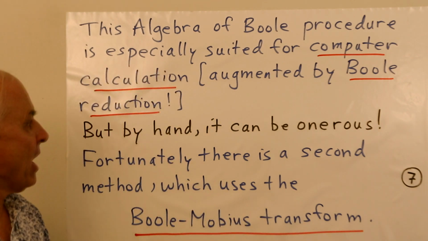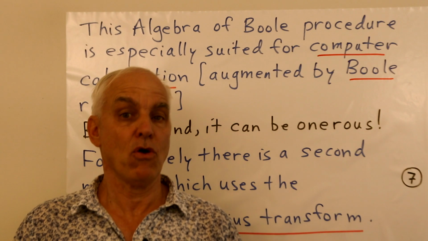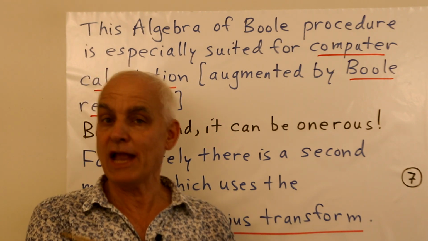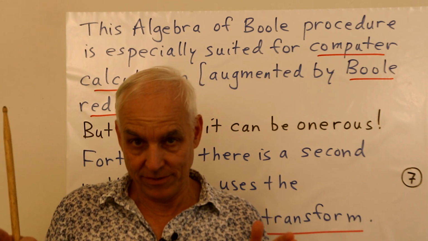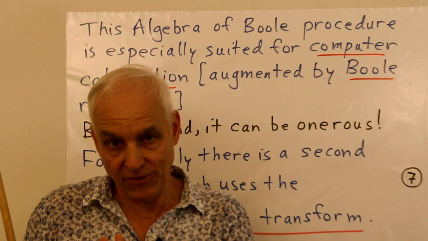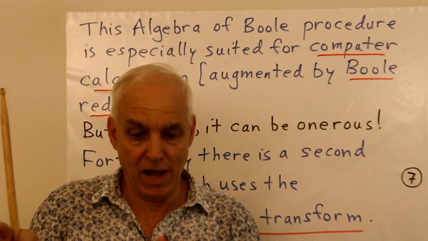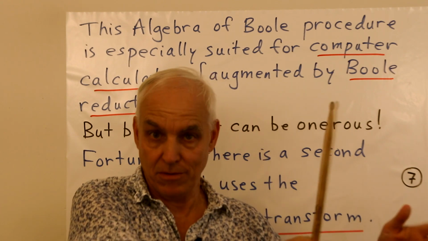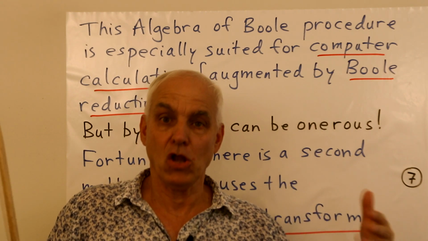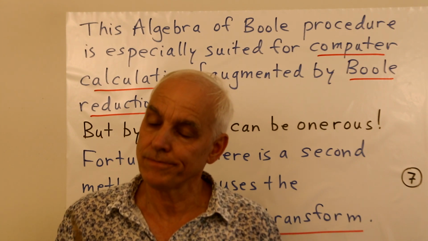Okay, so it's very powerful. But we have to admit that by hand, this can be onerous. This procedure that I've laid out for you involves multiplication of all these premises. Okay, so if each of the premises is a rather long thing, especially if you have lots of variables, you're multiplying this 10 variable thing by that 10 variable thing by that 10 variable thing by that 10 variable thing or whatever. So that can be a lot of terms, even if you have Boole reduction at your disposal.